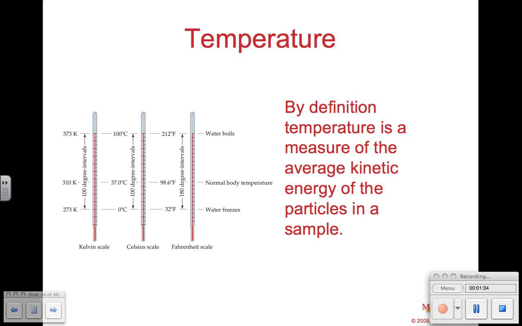So when we talk about temperature, you put a thermometer in a liquid and it tells you a temperature. Well, what it is measuring is the average kinetic energy of the particles in that solution. Some particles might be going slower, some going faster, but the overall average is what determines the temperature of the solution or substance.